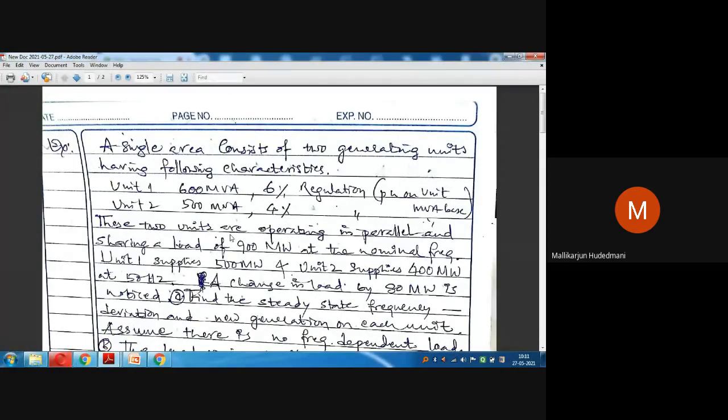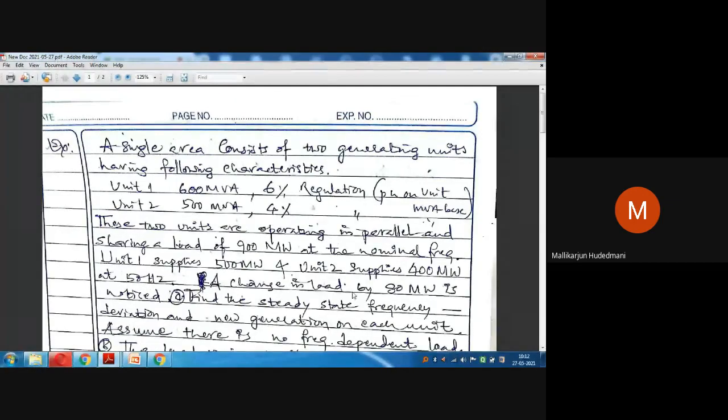These two units are operating in parallel and sharing a load of 900 megawatt at nominal frequency. So these two were put in parallel for 900 megawatt, and nominal frequency is not mentioned here; at the end it is mentioned. Unit 1 supplies 500 megawatt and unit 2 supplies 400 megawatt. 500 plus 400 is the net load, 900, at 50 hertz. So the nominal frequency has now come as 50 hertz.